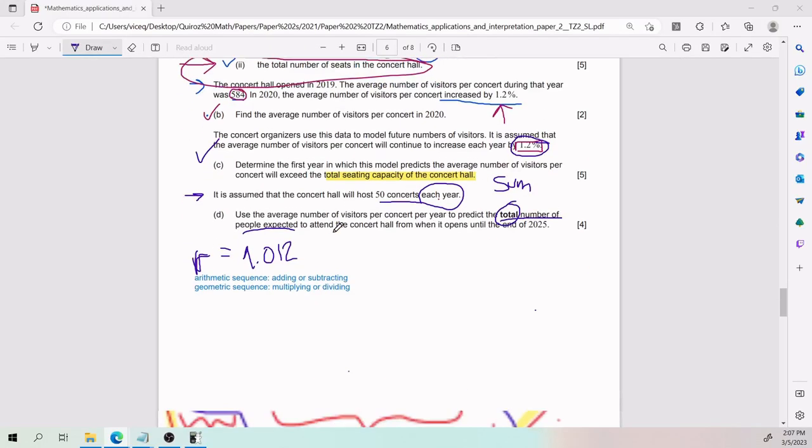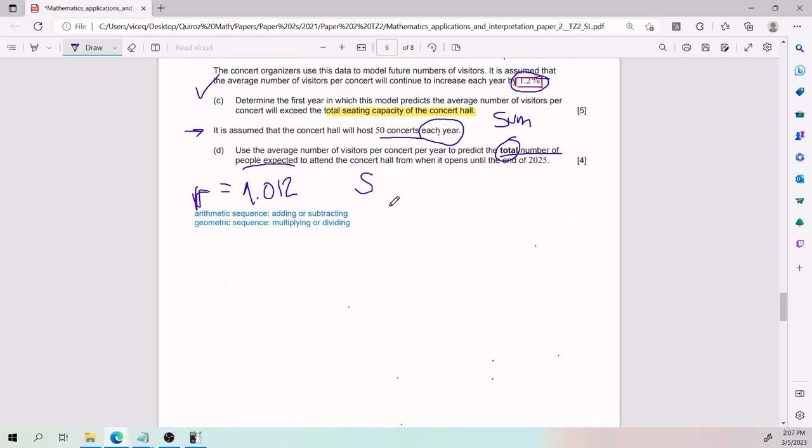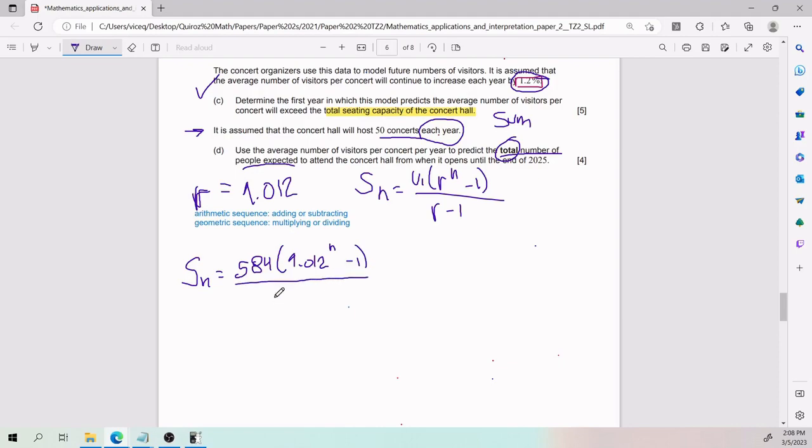So just so that we're all on the same page, the formula I am using is Sn equals u1 times (r to the power of n minus 1), over r minus 1. All right? So let's go filling this in slowly and see what happens. We already have u1, so that is my quickest one yet. We will say that u1 is 584. R, we said, was 1.012. N is yet to be defined because I haven't done it yet. And on the bottom we have R again, 1.012 minus 1. All right.